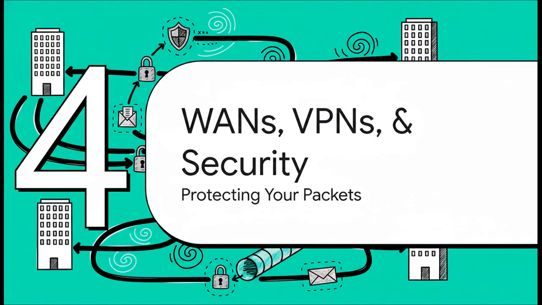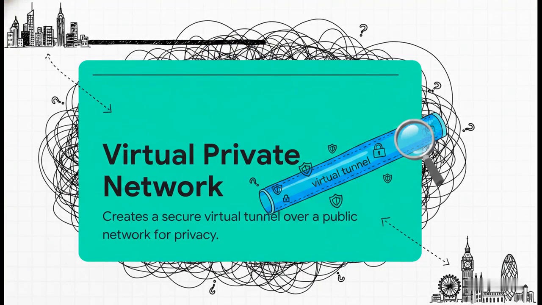Let's talk about protecting your packets. The answer to that security question is pretty complicated. And that's exactly why companies use wide area networks, or WANs, to connect different, distant offices securely. Now, setting up a completely private, physical cable between an office in New York and an office in London is, well, impossibly expensive for most businesses. So companies often use a VPN, a virtual private network.